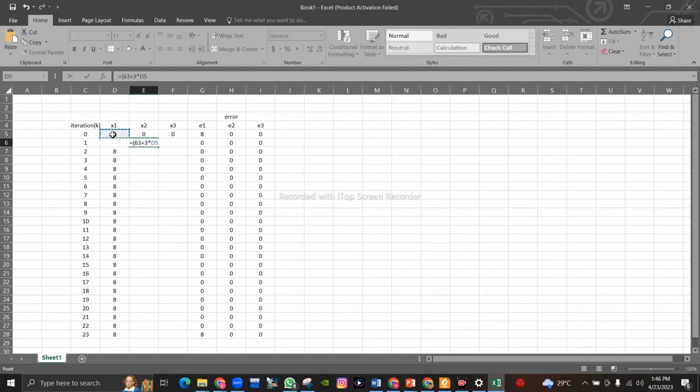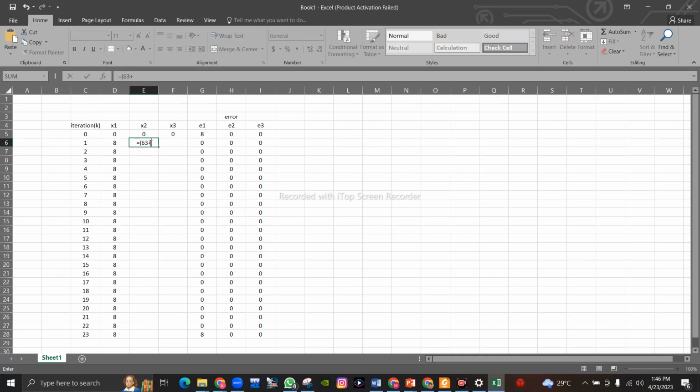As it is Gauss-Seidel, the x1 I want to use is this one. So click on this. Let me explain again. Why is this value not there? Okay, it's there. Now, equals to brackets. We said 63.